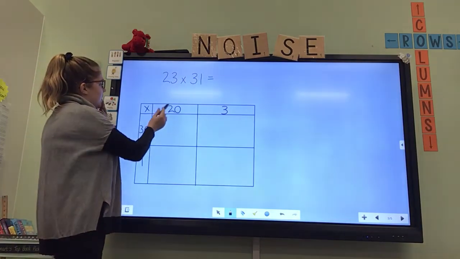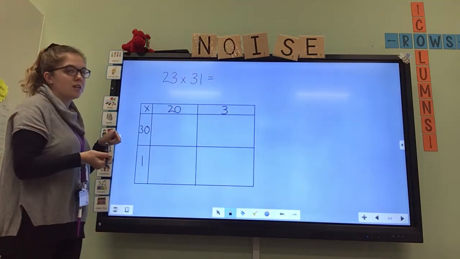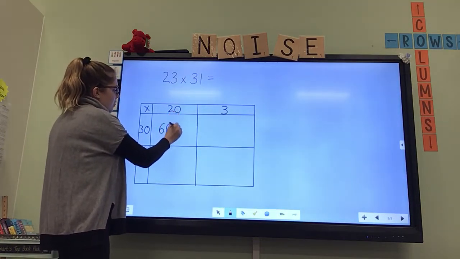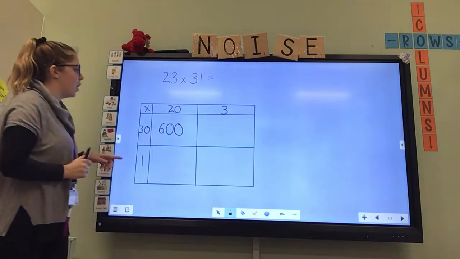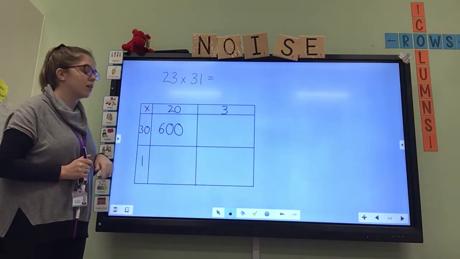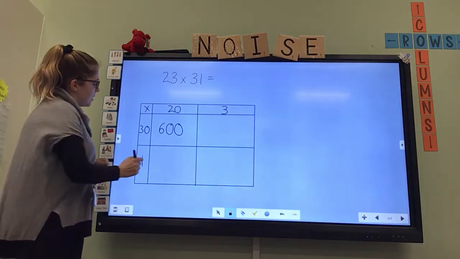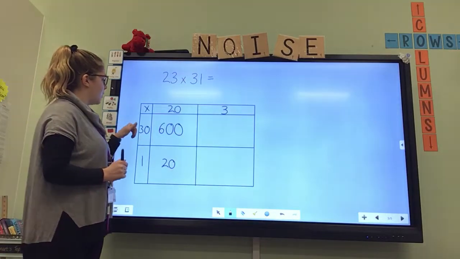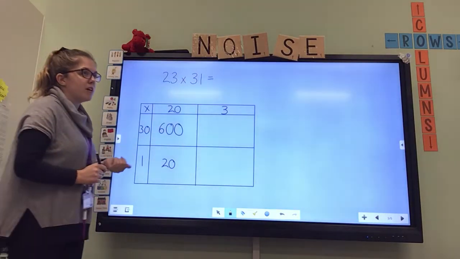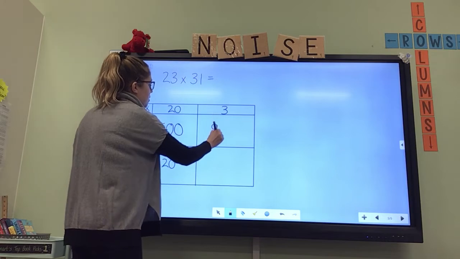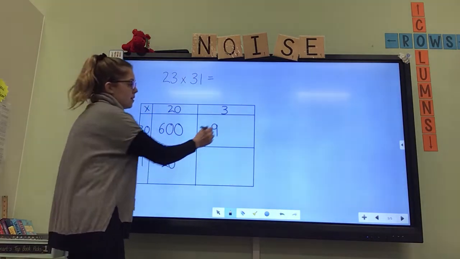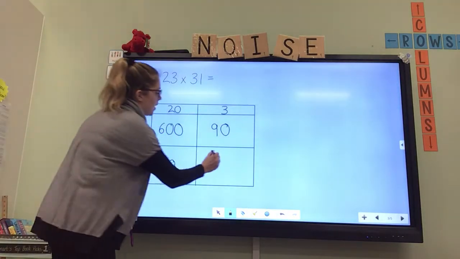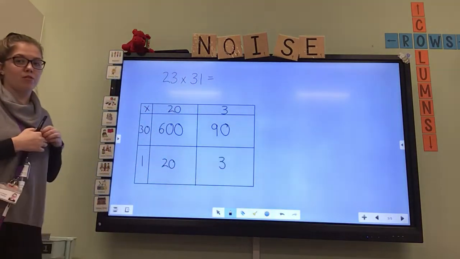So I've got 30 times 20. Now I know 3 times 2 is 6, which will help me. And I just need to make sure, if I made them each 10 times smaller, I put those back on at the end to my answer. And then I've got 20 times 1, so one lot of anything is going to stay the same, so that's 20. 30 times 3, 3 times 3 I know is 9, but it was actually 30 times 3, so I'm going to put the 0 and make it 90. And finally, 1 times 3 is going to give us 3.